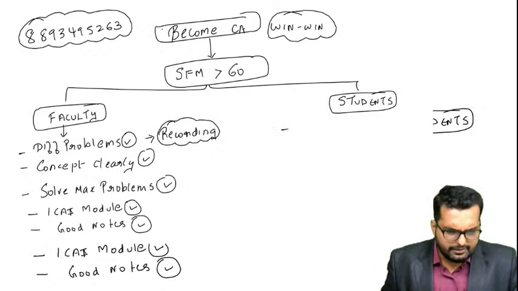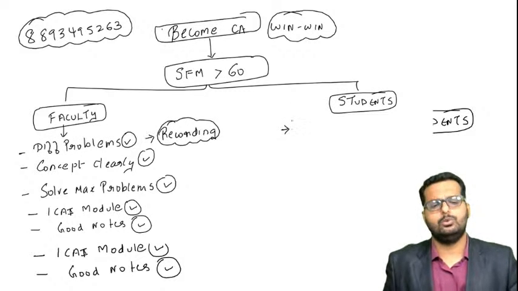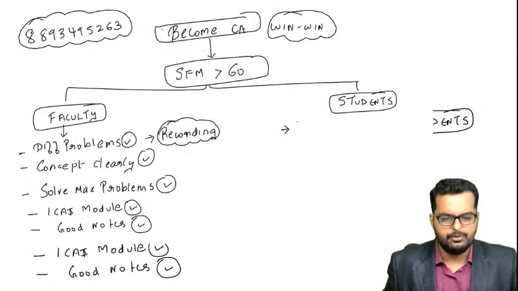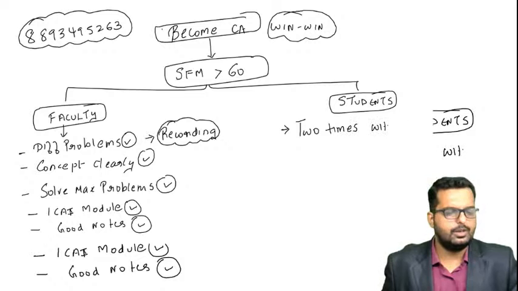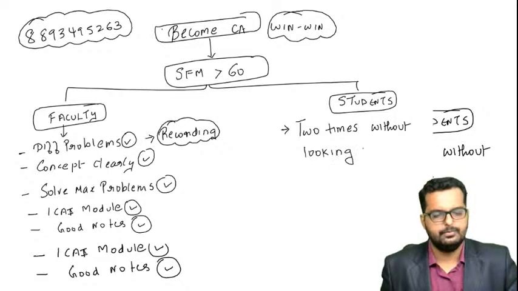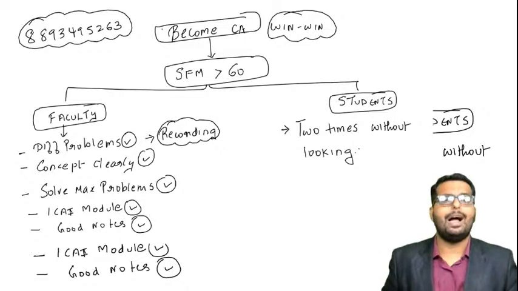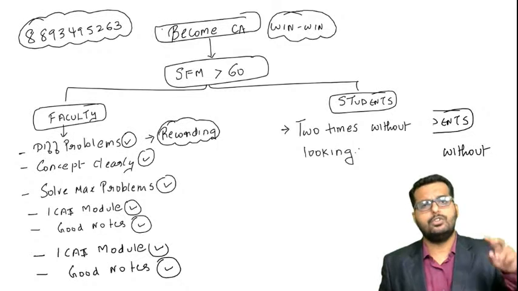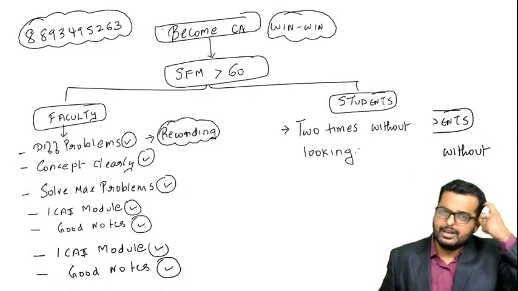Okay, students, you are supposed to do the following. Point number 1, and according to me, the most important thing, you should work out every question 2 times without looking. So if I am doing, let's say, 5 questions in the class today, you should go back home and work out every question 2 times. Why 2 times? I will explain to you later.